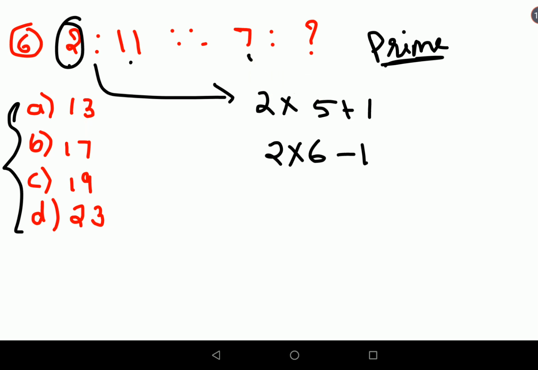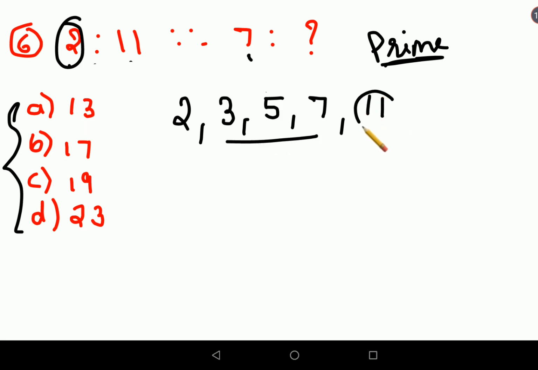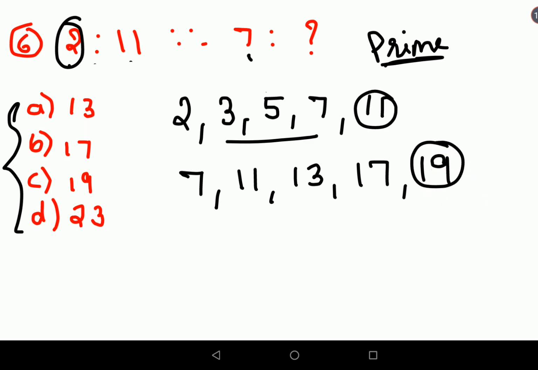So here, if you look closely, what you should be doing is that we have 2, then the next prime number is 3, then the next prime number which is 5, then the next prime number which is 7, and then we have 11. So basically after 3 prime numbers you get 11. After 7 comes 11, after that the next prime number is 13, then the next prime number is 17, and after that we have 19. So your option C is your answer.